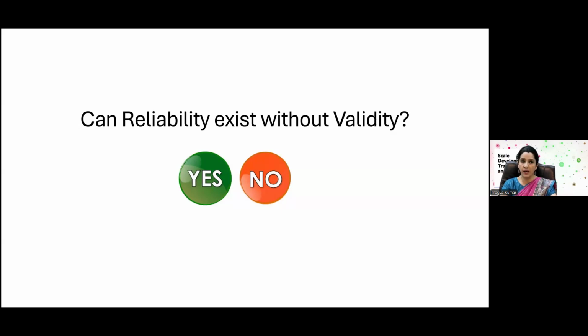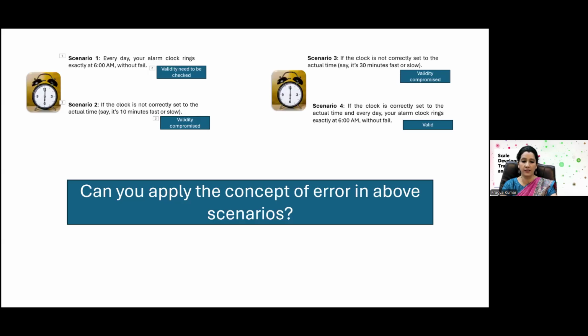But once you have decided on the number of items in your scale, you take the data, you do the data collection and you do the reliability testing. So yes, you are right that reliability exists without validity. So now, can you apply the concept of error in the above scenario? There are four scenarios: scenario 1, 2, 3, and 4. You can say that in scenario 2 and 3 there is error, but in scenario 3 the error is more, and in scenario 2 the error is less.